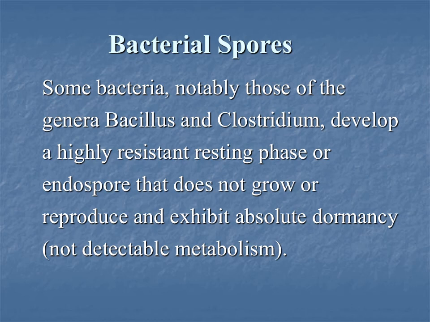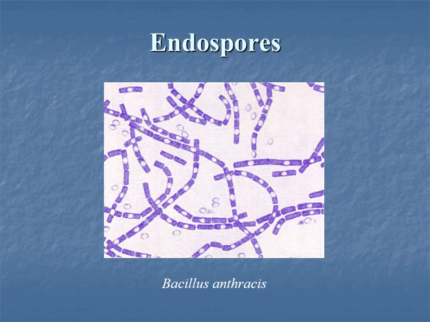Bacterial spores. Some bacteria, and actually we are speaking about the genera Bacillus and Clostridium, develop a highly resistant resting phase, the endospore, that does not grow or reproduce and exhibits absolute dormancy, no detectable metabolism. And you can see on this slide endospores created by Bacillus anthracis.